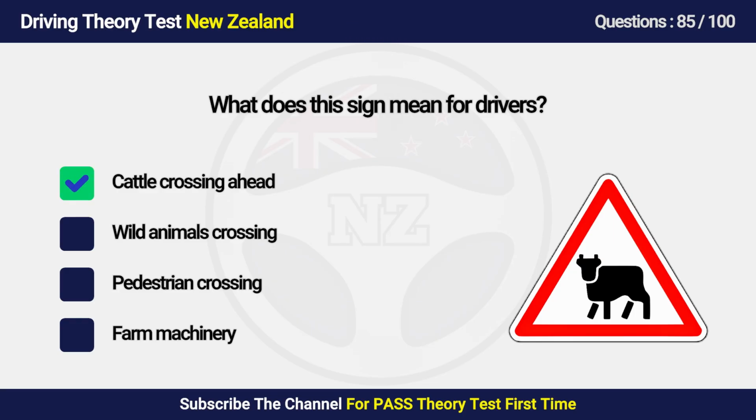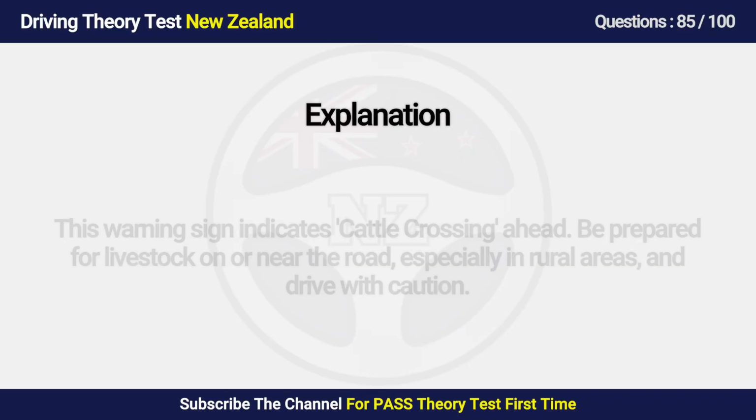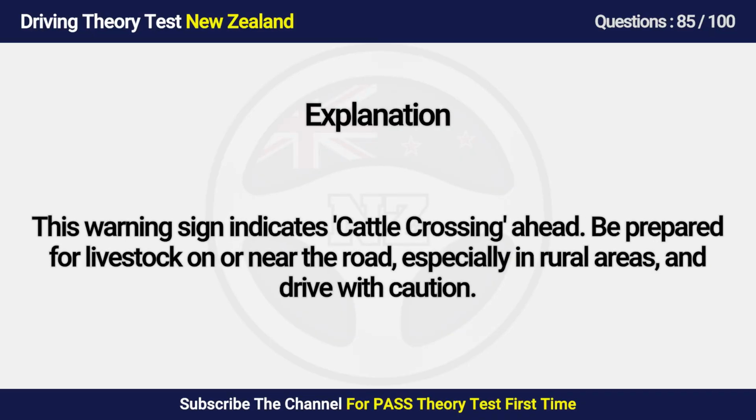Answer is A. Cattle crossing ahead. This warning sign indicates cattle crossing ahead. Be prepared for livestock on or near the road, especially in rural areas, and drive with caution.